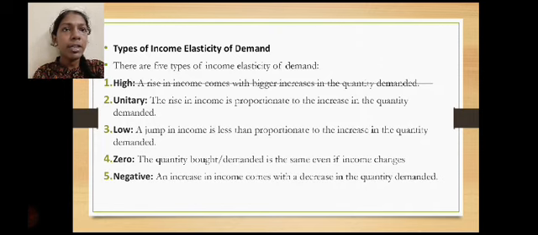High: a rise in income comes with bigger increases in the quantity demanded. Unitary: in the unitary type of income elasticity of demand, the rise in income is proportionate to the rise in the quantity demanded. Low: a jump in income is less than proportionate to the increase in the quantity demanded. But in zero income elasticity of demand, the quantity demanded is the same even if income changes. Negative: an increase in income comes with a decrease in the quantity demanded.